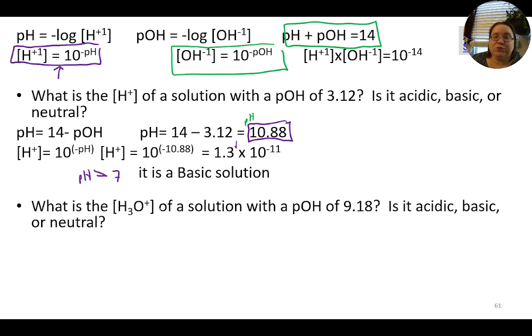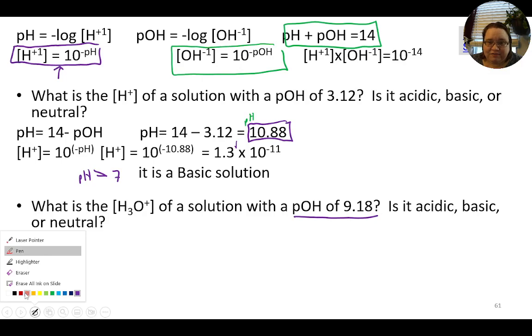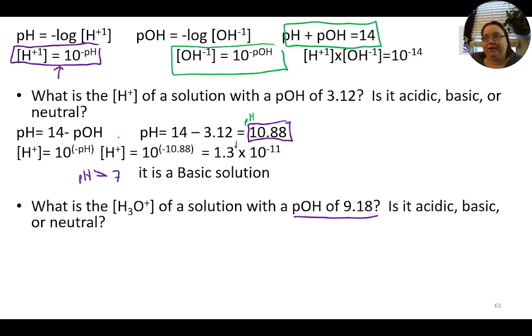All right, example number 2. What is the hydronium ion concentration of a solution with a pOH of 9.18? This time I'm going to actually do what I wouldn't normally do. I'm going to use the kW just so you can see how it would be used. Again, I don't advise it. I'd probably take the same path as I did up above. But this time I'm just going to try the other way.